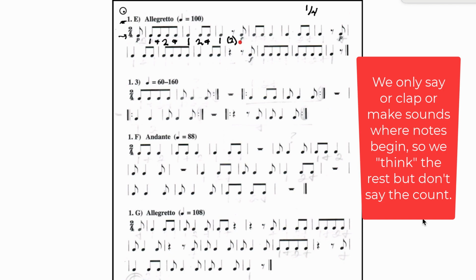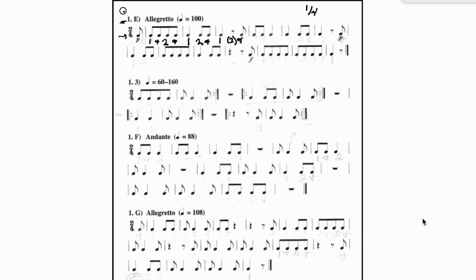And then I'm going to write "and" on this remaining quarter note there. Okay, I'm going to keep going. 1 and 2. 1, 2 and. Okay, next measure, 1, 2 is silent again, but there's an and.